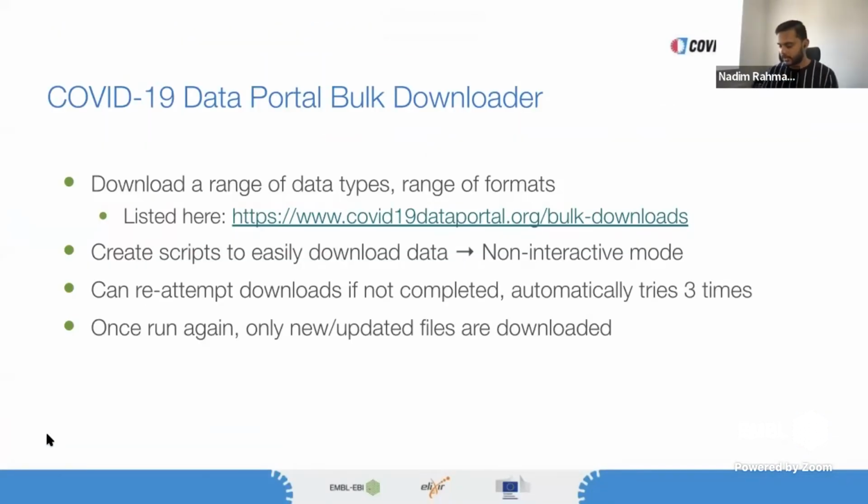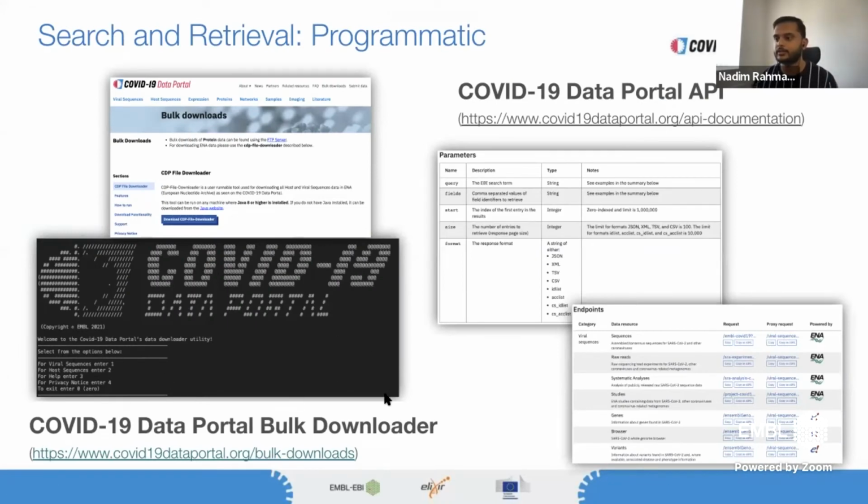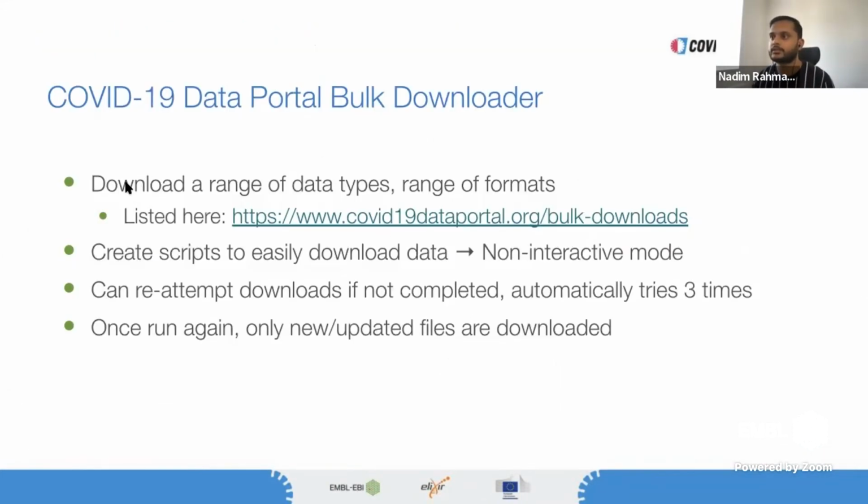So the other aspect that I touched on here is the data portal bulk downloader tool. So this is a really neat tool that is command line based, but very intuitive and mimics the view that you find in the portal in terms of the separation of data types. And what this is really useful for is to enable downloading of a range of different data types in a range of formats, so the actual data files themselves. This is quite extensively documented at the link that you see there.